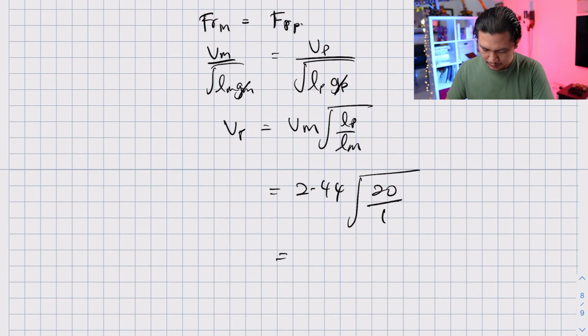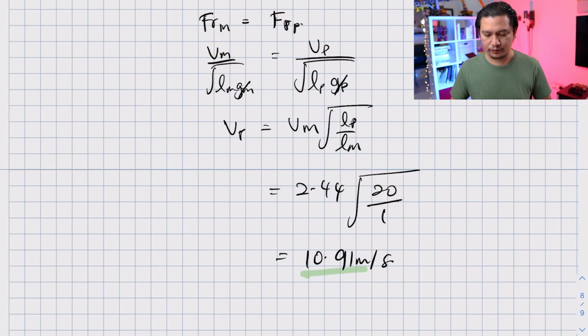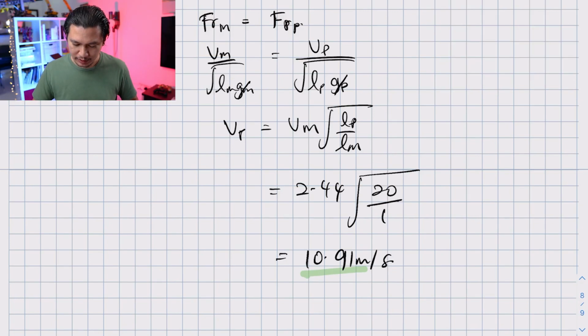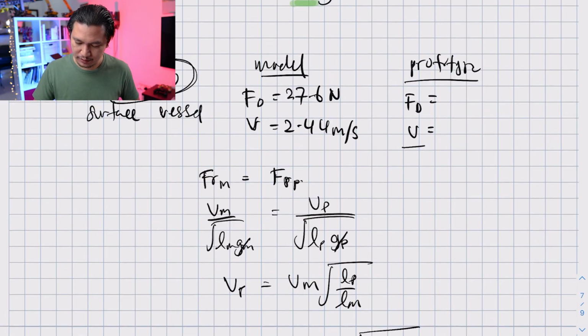This will be 10.91 meter per second. Okay, and I think this value makes sense because of course the velocity of the real vessel will be larger than velocity of your model. Now the tricky bit is to find what is the drag force.